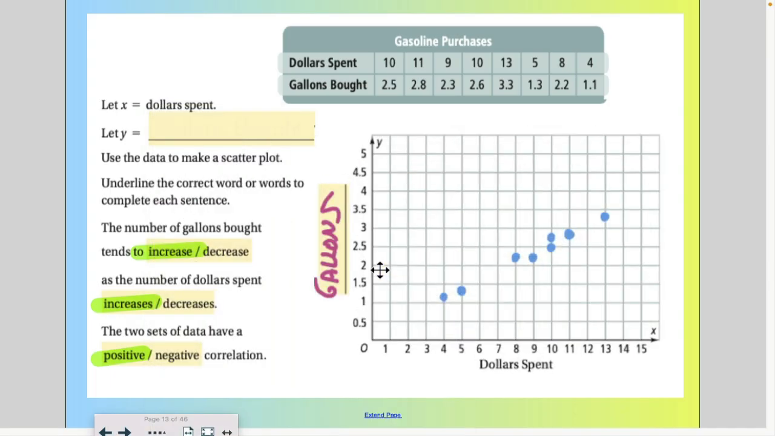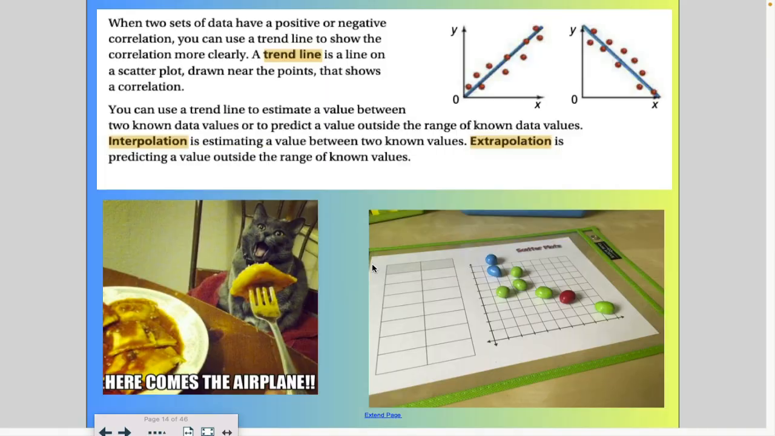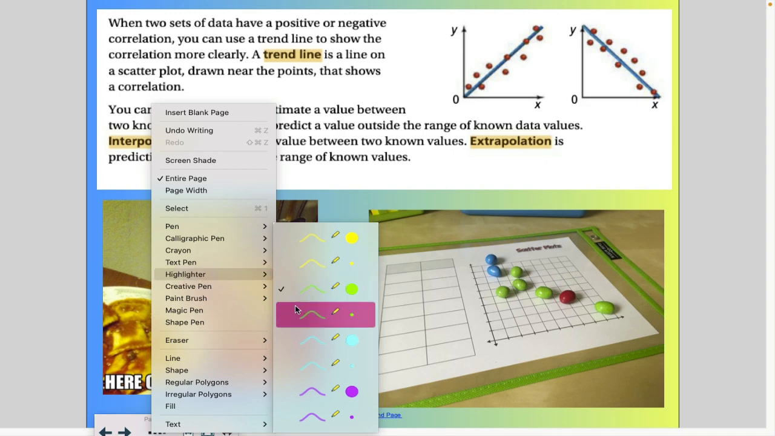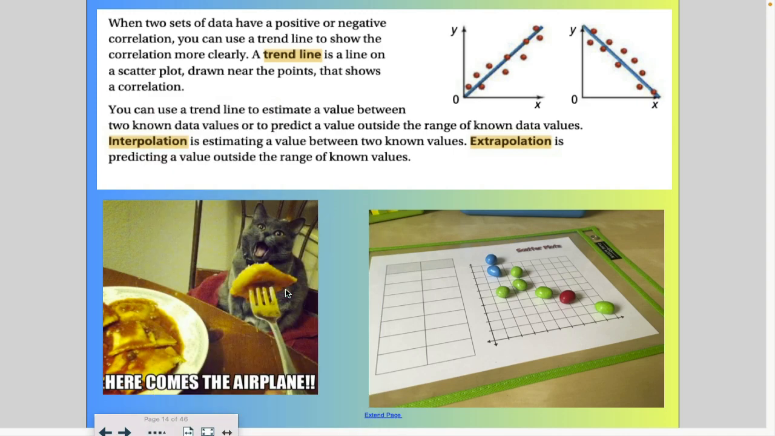That graph, is it linear? Supposed to be easy. No, definitely not. There's not a way to draw one line and hit them all. Okay, but is it kind of linear? Yes. Okay, that's something you have to think about. When two sets of data have a positive or negative correlation, you can use a trend line to show the correlation more clearly. A trend line is a line on a scatter plot drawn near the points that shows a correlation. That's what it needs to be, a trend line.